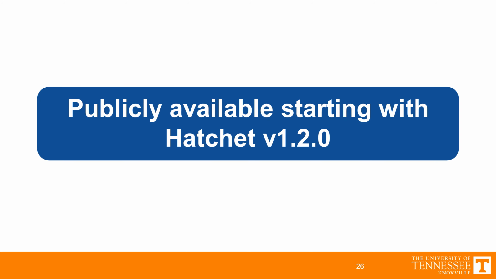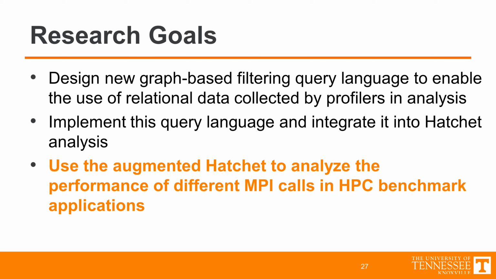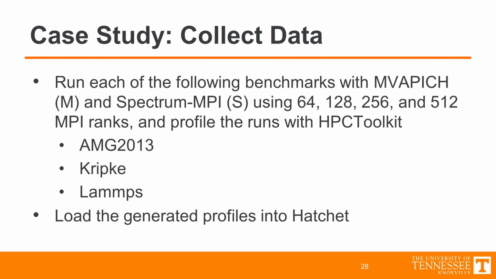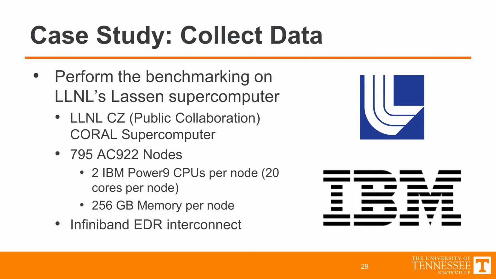Before moving on, I want to quickly mention that this query language is already publicly available, starting with the 1.2.0 release of Hatchet. Finally, after implementing this query language, I performed a case study to both show the new analysis capabilities the query language provides, and to locate potential root causes for performance differences in applications. More specifically, I examined the performance of the MVAPICH and Spectrum MPI libraries in the AMG 2013, KRIPKE, and LAMMPS benchmarks. I ran each of these benchmarks with both MPI libraries using 64, 128, 256, and 512 MPI ranks, and I profiled all of these runs using HPCToolkit. I performed all these runs on Lawrence Livermore's Lassen supercomputer.